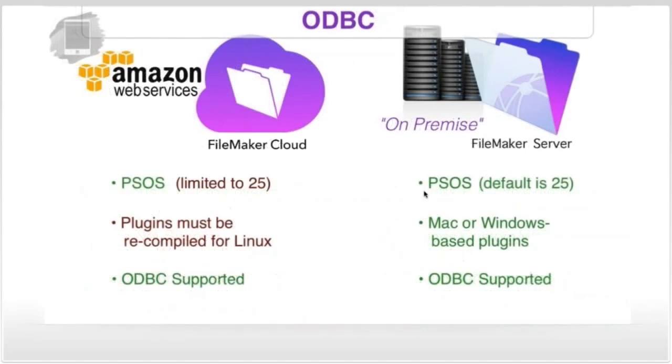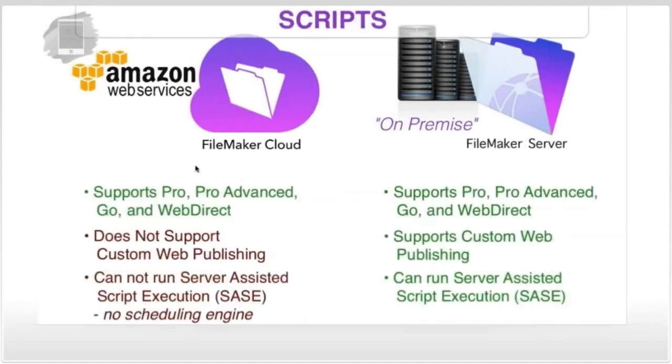The PSOS is the command where the client tells the server to run a script. That's supported. PSOS and SASE are almost identical. This one is scheduled, like you set it to run every hour automatically. There's no scheduling engine in FileMaker Cloud. So therefore, because there's no scheduling engine, there's no mechanism to set a schedule for the script to run. However, the server will run a script if your client specifically asks for that.